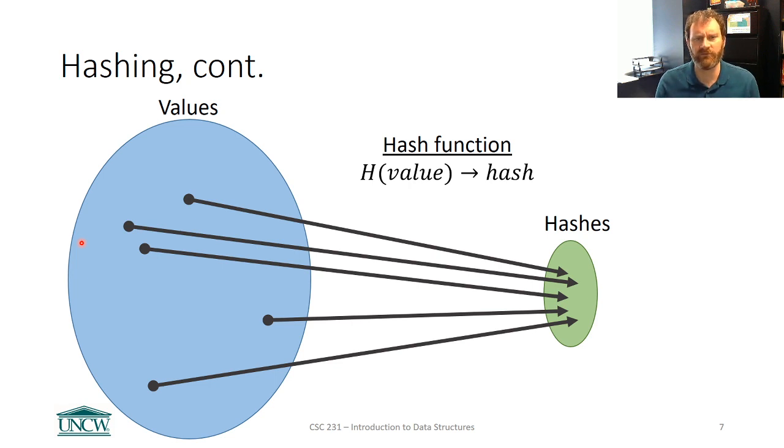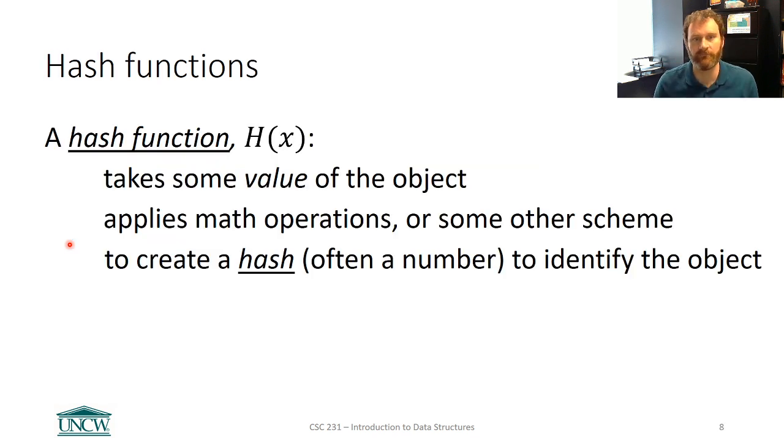Okay, so here's a graphical representation of what hashing would look like, right? You've got a huge, enormous set of values, a value space, and you're applying a function to them to compress them down. I'll show you a very simple hash function here in a minute, right? So the hash function is going to take the value of some object. And when we're talking in Python here, we could be talking about integers, strings, custom classes. We're going to take the value of that object and apply some mathematical operations. Typically, that's what we're doing. We're doing math to create a hash, which is usually represented as a number to identify the object.